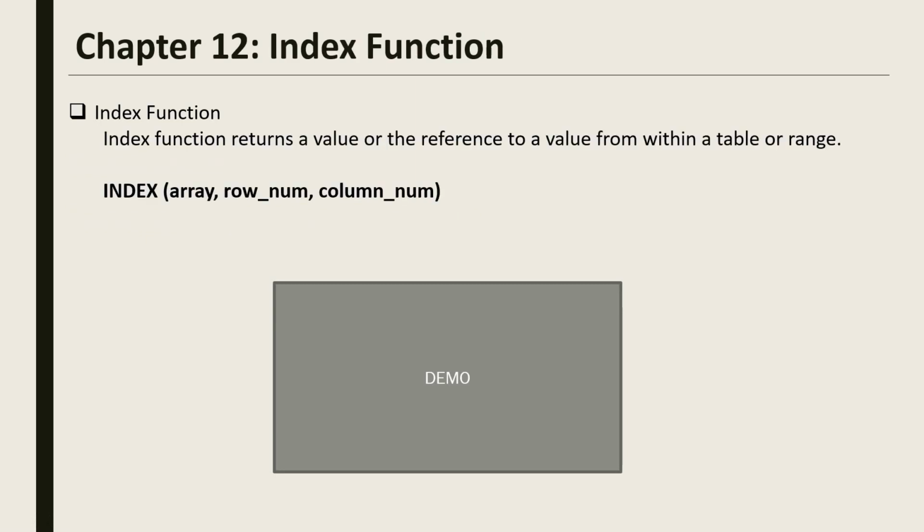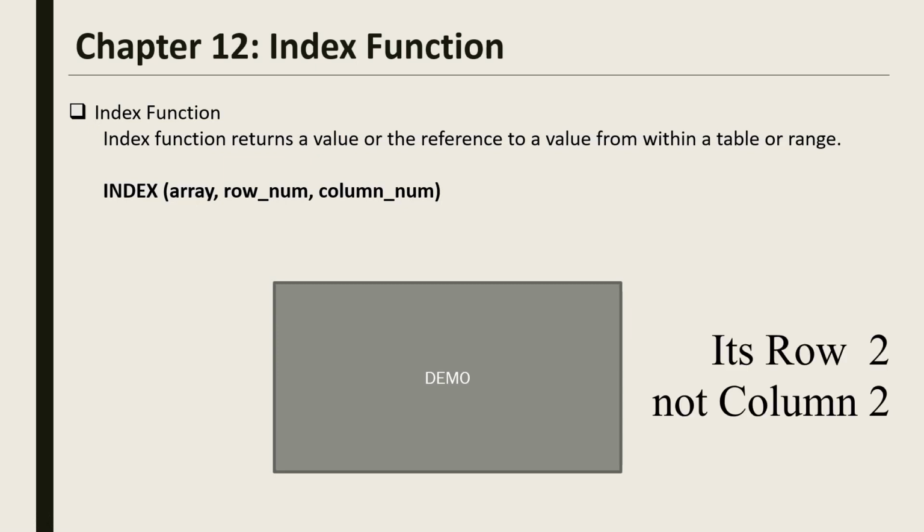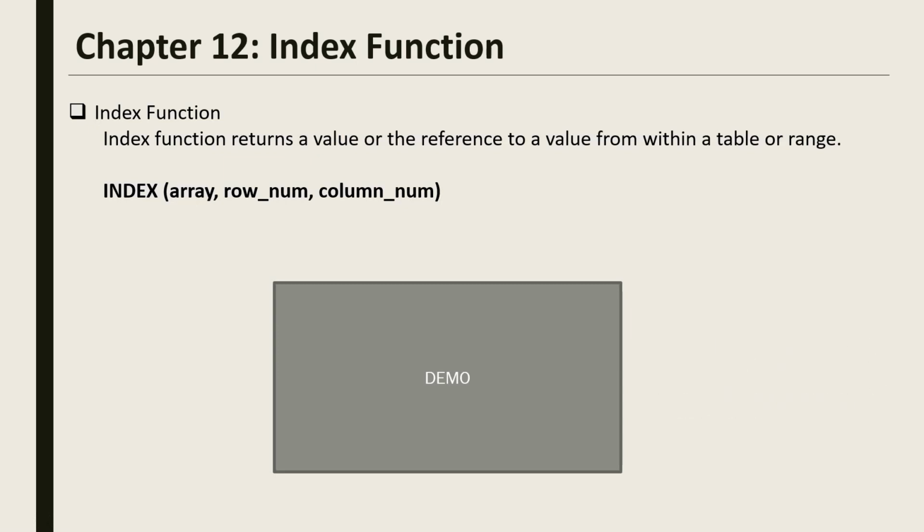Index function. The index function returns the value or the reference to a value from within a table or range. In the index function, we give the input of a table, and if we tell the function the row number and the column number, such as row 2 and column 3, it will return that corresponding value. Let's understand it in an Excel exercise.